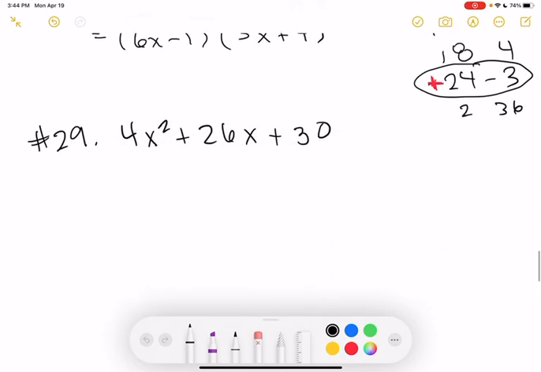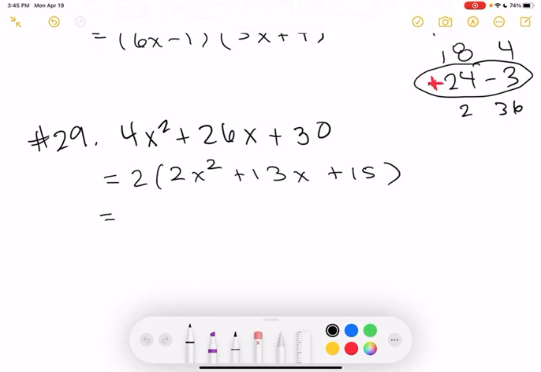All right, 7.3, number 29. Looking for a greatest common factor. So we look through each of those, see if there's anything we can pull out front. You might think the 4 at first, but it doesn't work. So then I would try, looks like a 2 would work, right? But no x's, just the 2. So that would be a 2 times a 2x squared. And then that 26 divided by 2, we would get a 13x. And then that 30 divided by 2, we would get a 15.